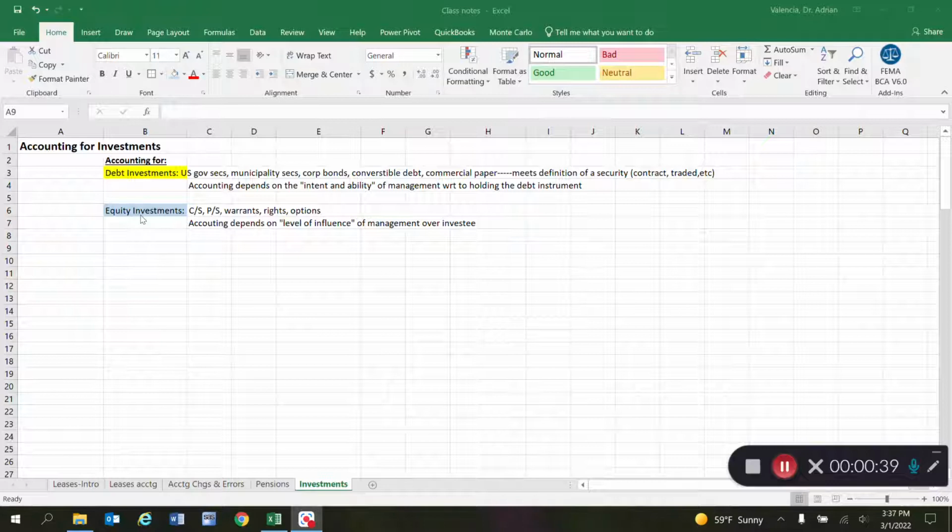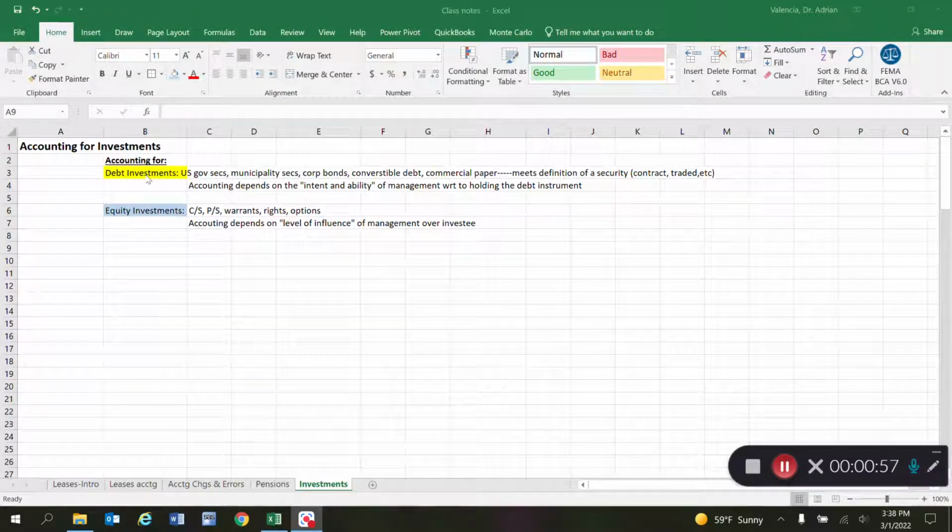So we're shifting gears a little bit here because this is now one company investing in the debt of another company or in the equity of another company. So these are clear-cut investments by the company. Okay, so what do I mean by that?